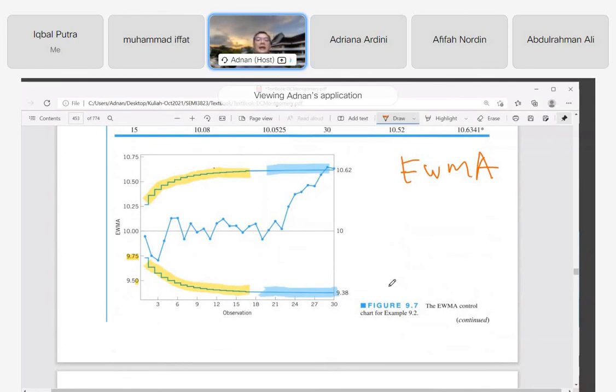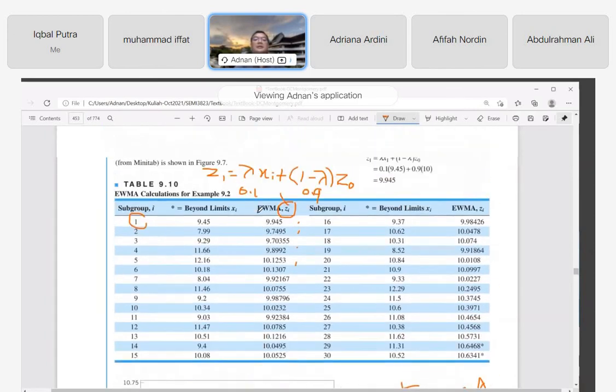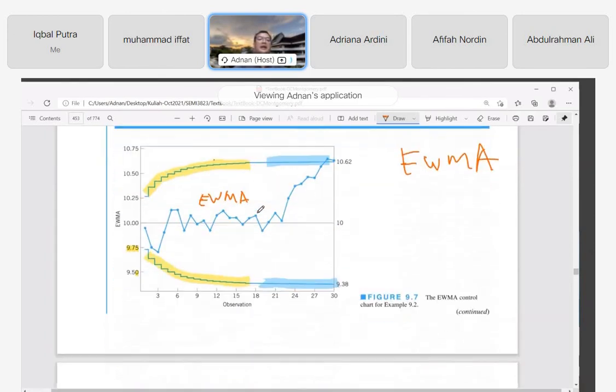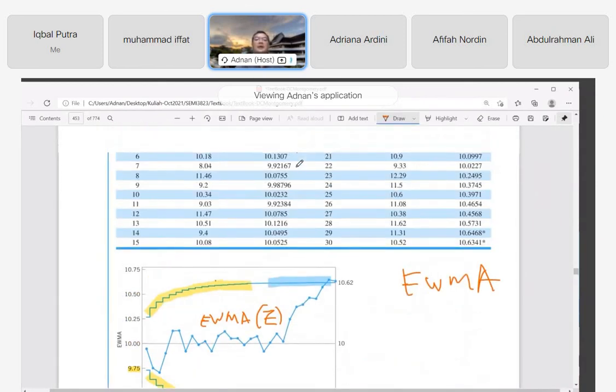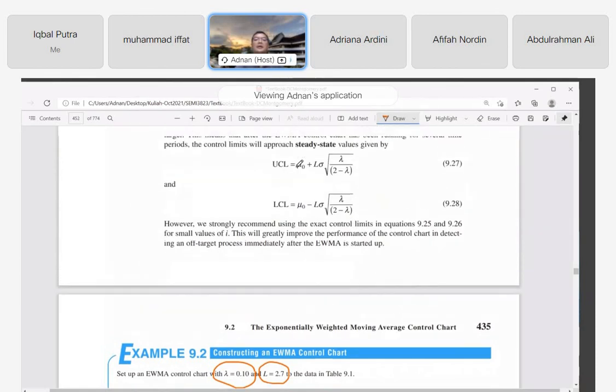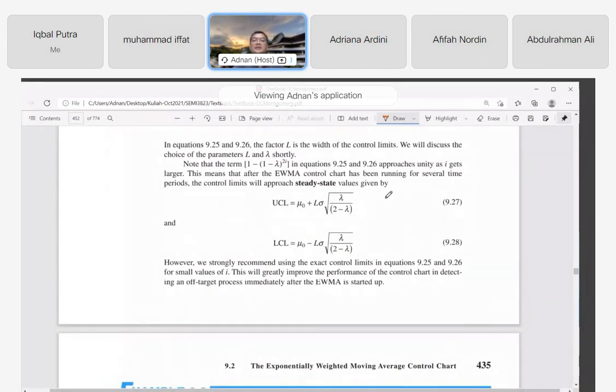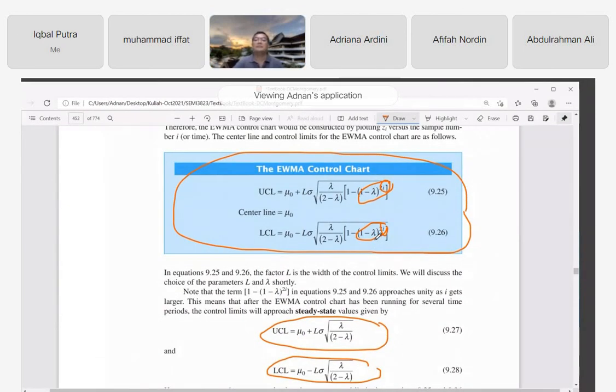One thing about the plotting: what you plot is the EWMA values, which in this case is represented by Z. But to decide the control limit, we use this formula. When the process is stable, you use this one. Before you get the stability, you need to start with this one.